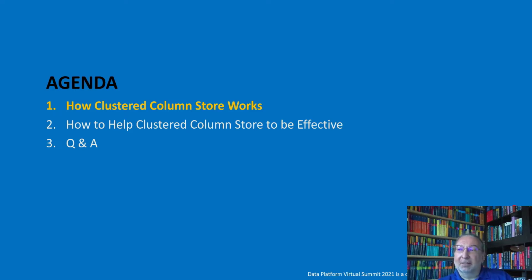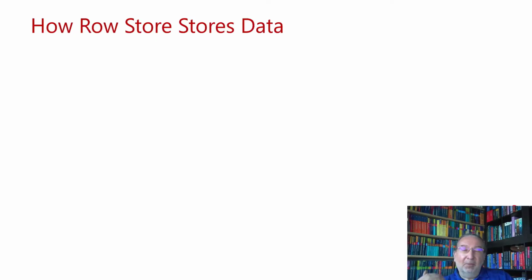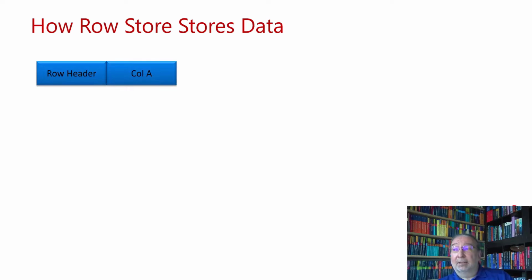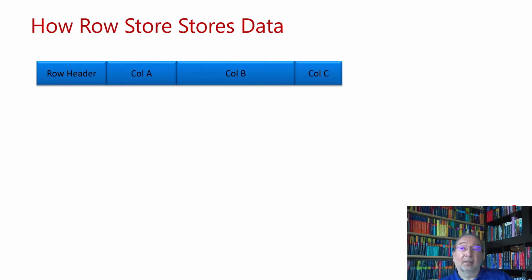So let's get started with how clustered column store works. And before we can talk about clustered column store and how it works, we have to look a little bit back at how a regular row store worked. So in a regular row store, SQL Server stores row by row. It starts with a row header. This is a couple of bits that tell SQL Server what to expect in that row. And then it's followed by all the fixed length columns, and then at some point it converges to the variable length columns. But basically the row is one stream of binary ones and zeros.